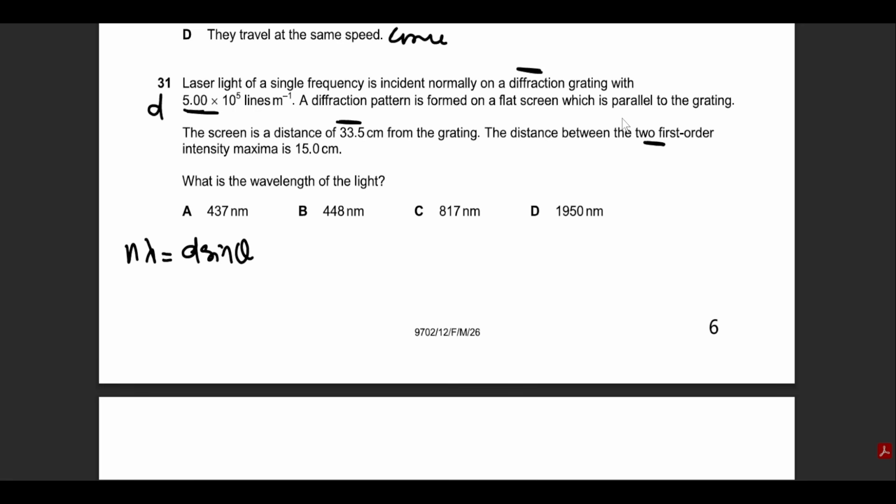if it's the first order, it means that this is the lens, the grating lens, and this is our screen. This is n equal to 0. This is n equals 1. This is also n equals 1. So the distance between the first two orders, like this one, is 15 centimeters. And the distance from grating screen to this is 33.5 centimeters. And I believe that this information is given to you to find the angle theta. Only then you can find the lambda.